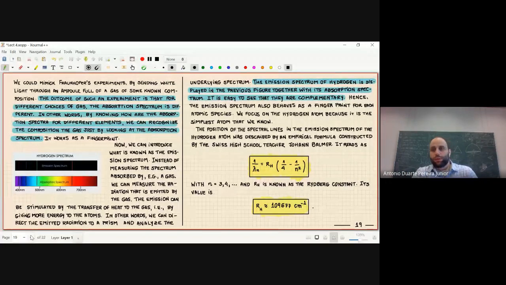If you turn on a flashlight and you send light towards an ampoule made of glass with some gas, the setup is the following. You have a flashlight, you send light to an ampoule that contains some gas of some atomic species. And then after light passes through the ampoule, you can pass the outgoing light through a prism, and again see the spectral decomposition of the light.